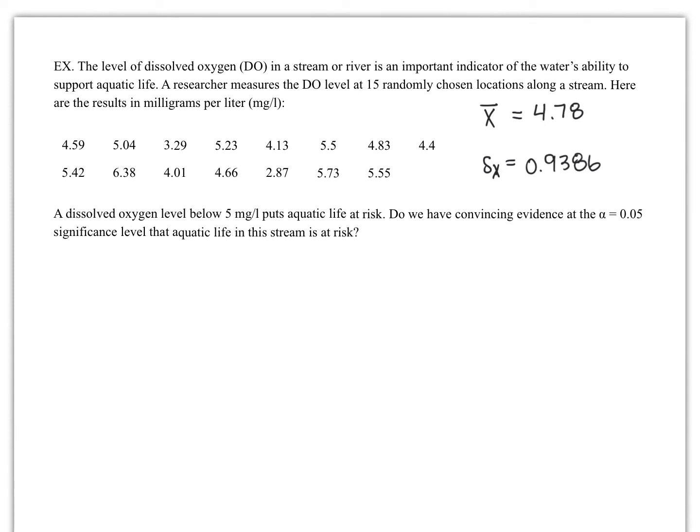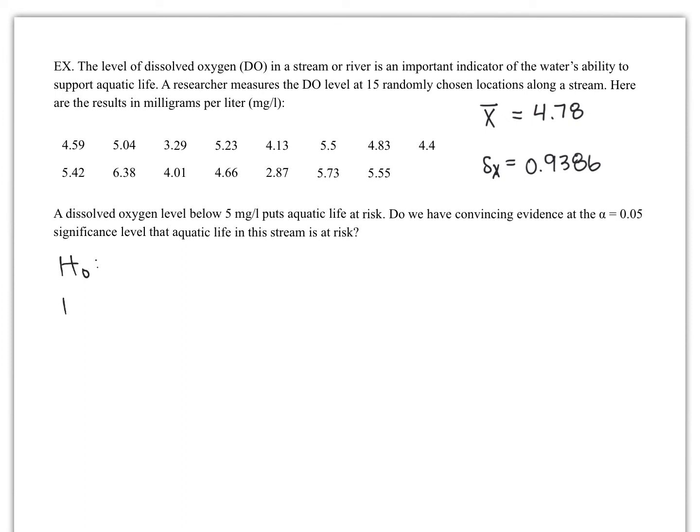So now, if we're looking at the problem, a dissolved oxygen level below 5 milligrams per liter puts aquatic life at risk. Do we have convincing evidence at the alpha equals 0.05 significance level that aquatic life in this stream is at risk?